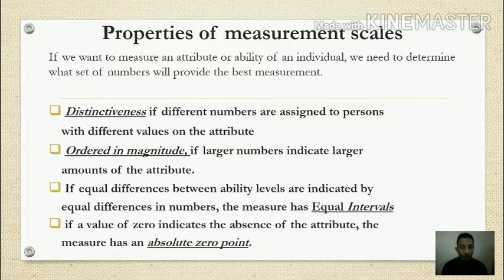Okay, the first, distinctiveness: if different numbers are assigned to persons with different values on the attribute. And the second, ordered in magnitude: if larger numbers indicate larger amounts of the attribute. Then the third, if equal differences between ability levels are indicated by equal differences in numbers, the measure has equal intervals. And if a value of 0 indicates the absence of the attribute, the measure has an absolute 0 point.